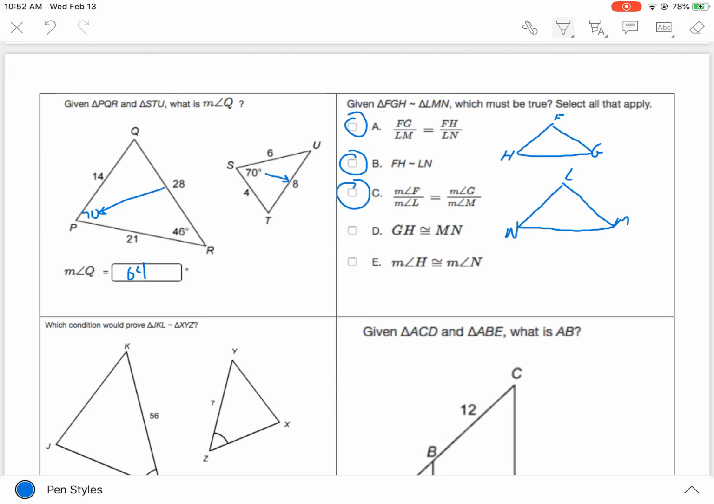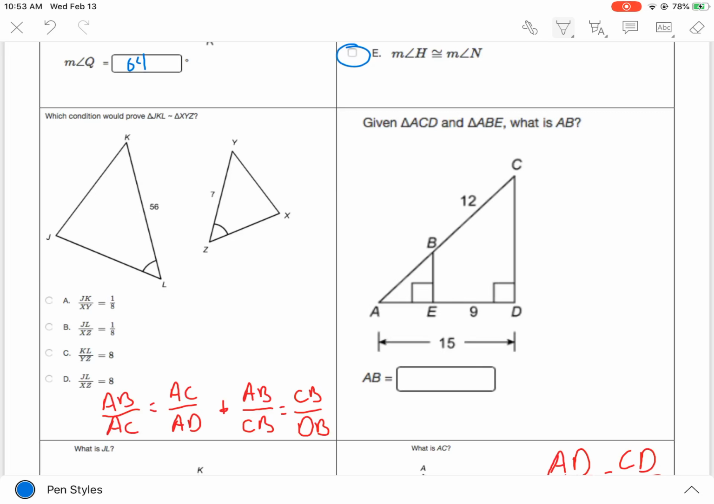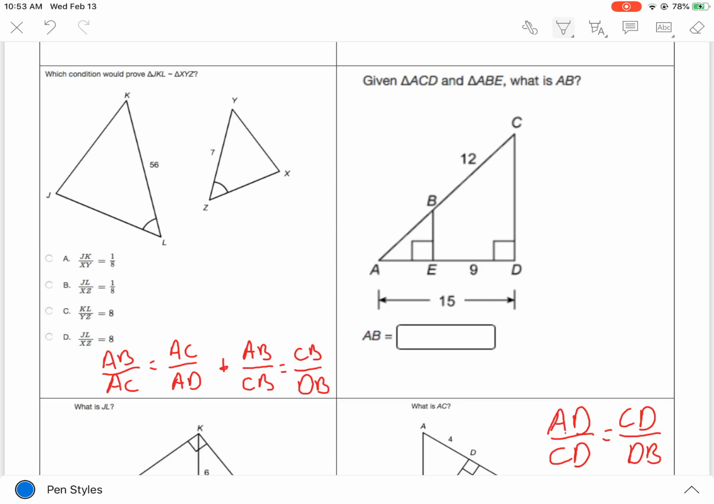GH is congruent? No, because it's similar, it's not congruent. And H is congruent to M? Yes, or N. H and N. So now I wrote down the things we need to solve these ones below these next two. Let's do these two first.